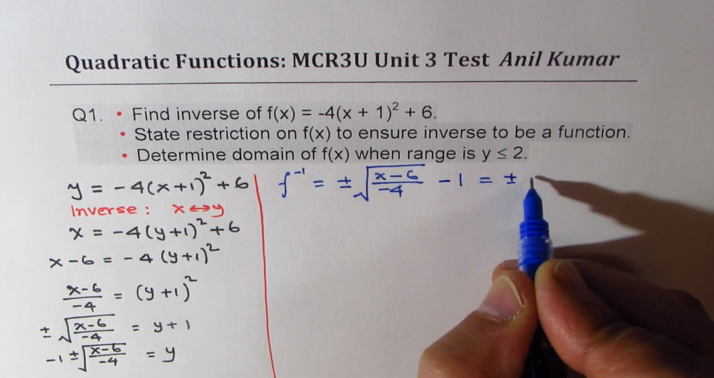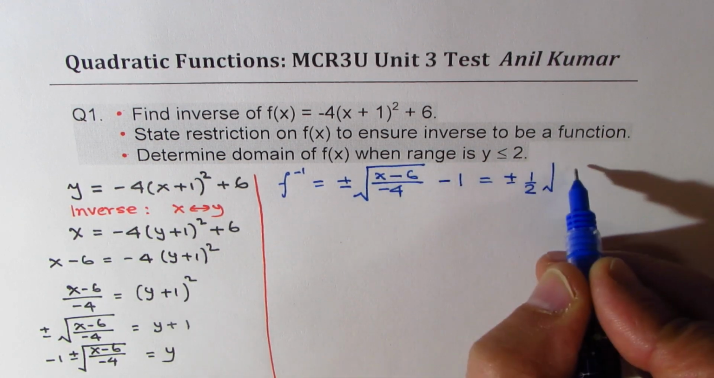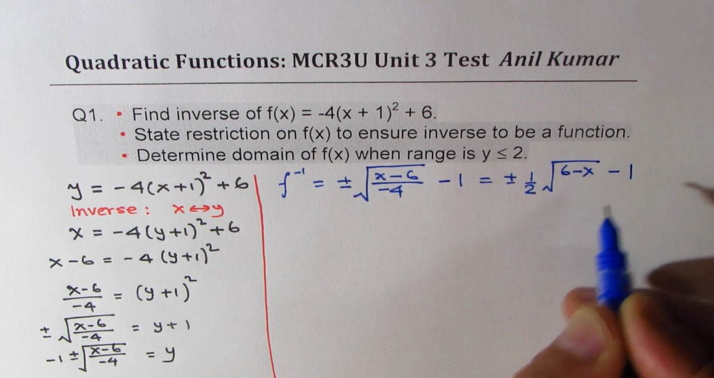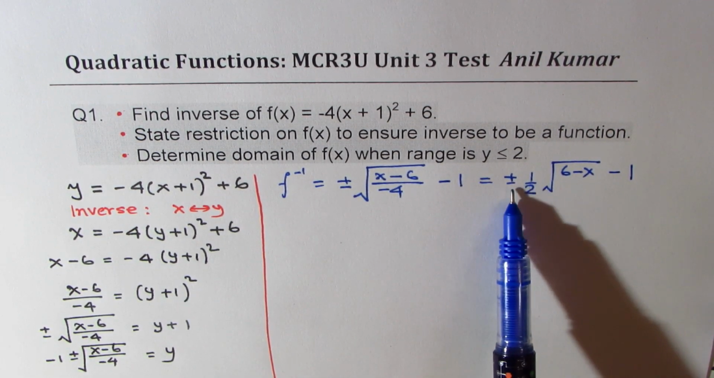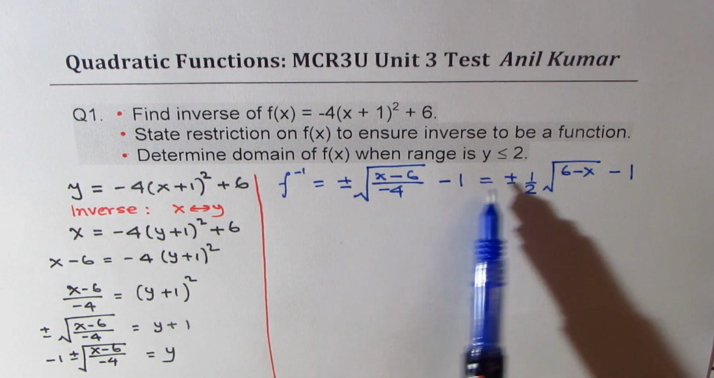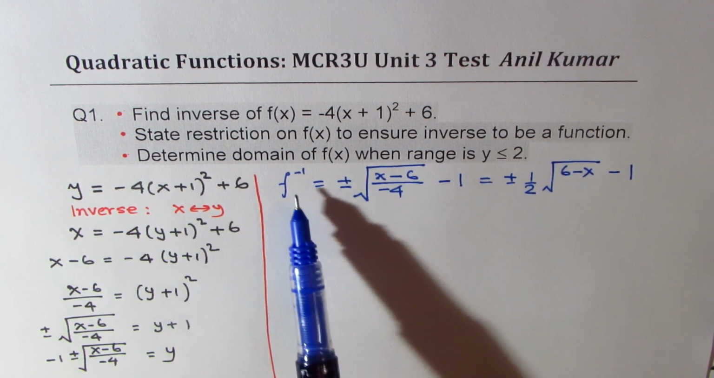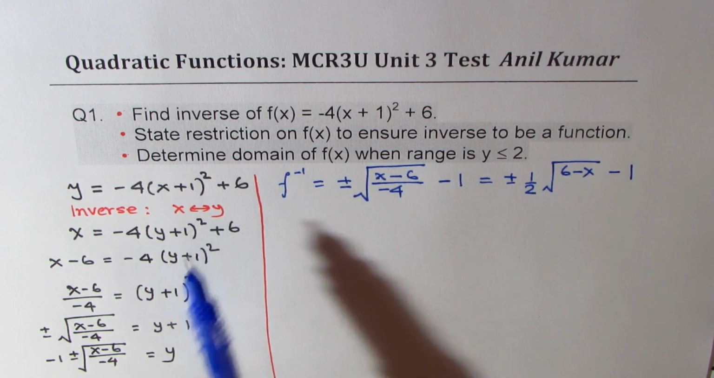Taking this as outside half, right? Square root of this minus will make 6 minus x in the numerator. Perfect. Minus 1. So that is alternate way of writing. So that becomes the inverse. Clearly, inverse is not a function, correct? Since you get two values for x values. So I'm writing only f inverse, not writing x here. It's very important to understand.